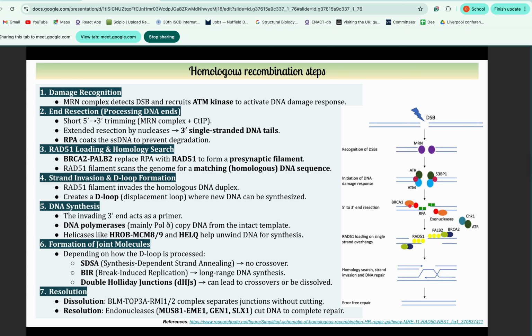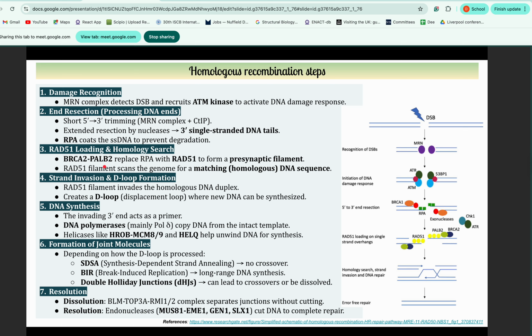Now after long range resection has happened, this will send the signal to the machinery that enough damage has happened, now RAD51 will be loaded and RPA will be replaced. So in this case RPA is replaced with RAD51, which will bind. RAD51's work is to find the sister chromatid or the homologous region. So RAD51 will search for that.